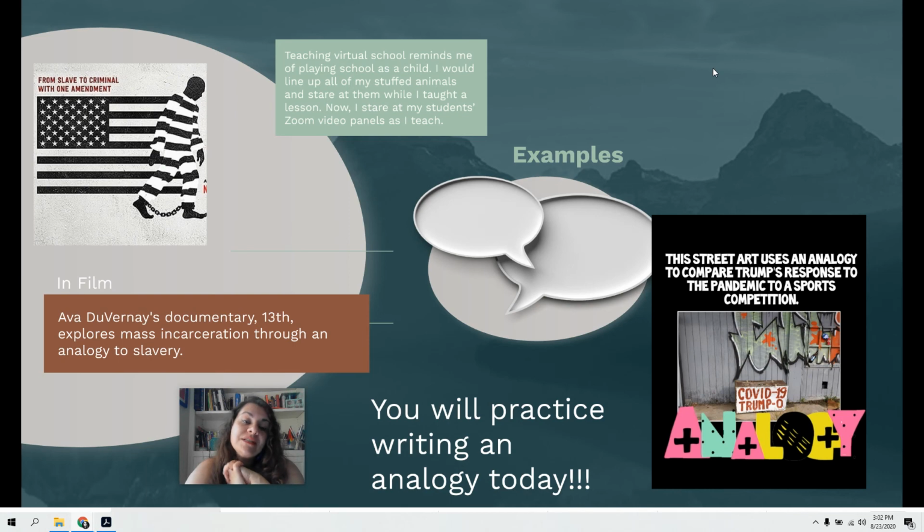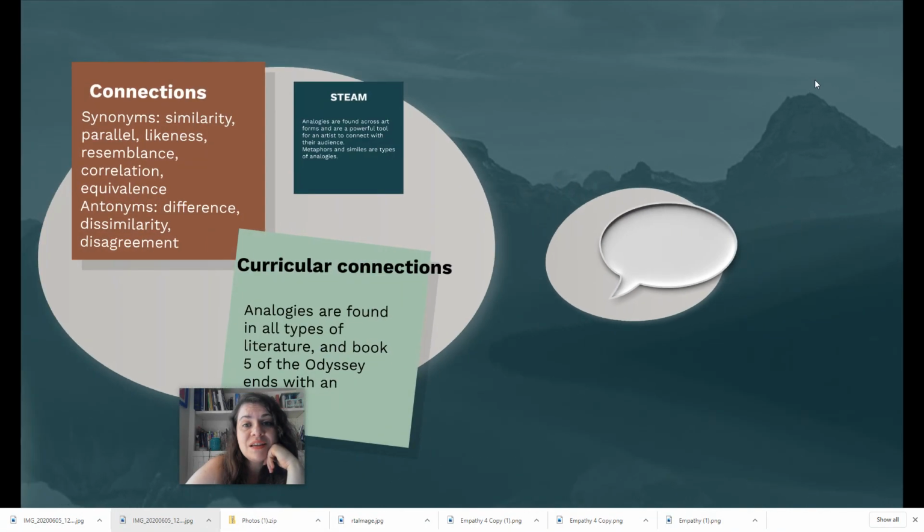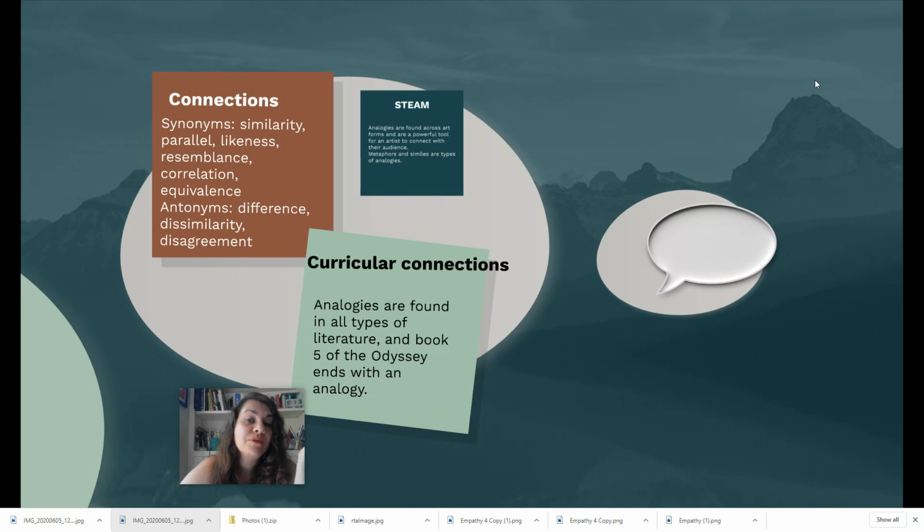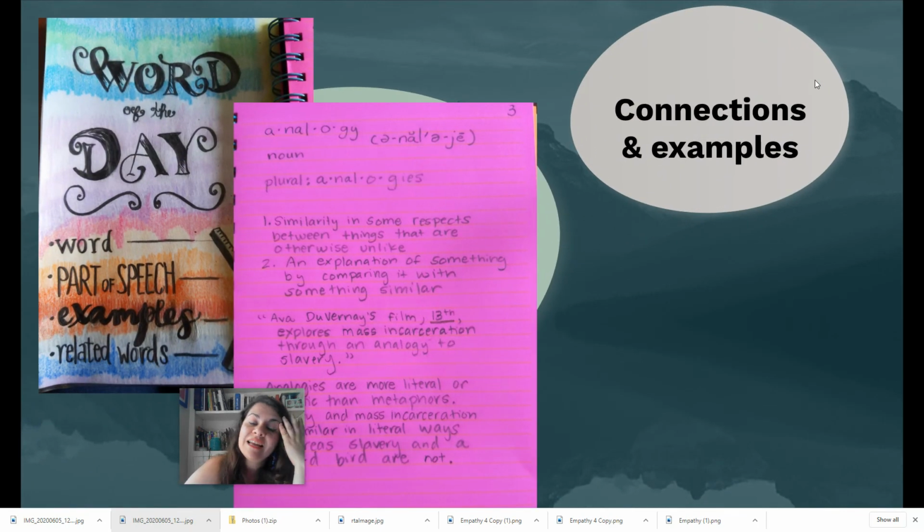You'll get a chance to write one today. Once you start thinking about this, you'll probably notice these everywhere. They're all over the place. You'll see them a ton in advertising and in other things. Think if you can come up with an example you'd like to share. But once again, an analogy is a comparison, explaining something by comparing it to something else.